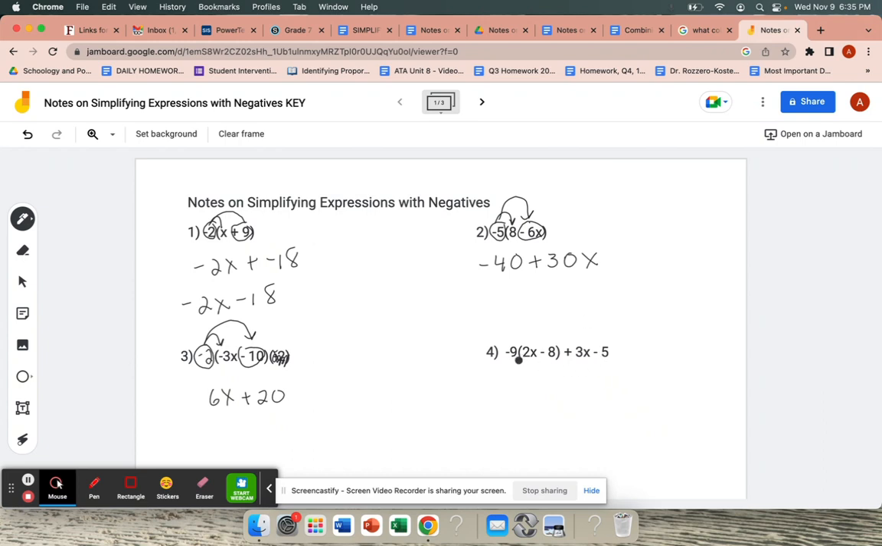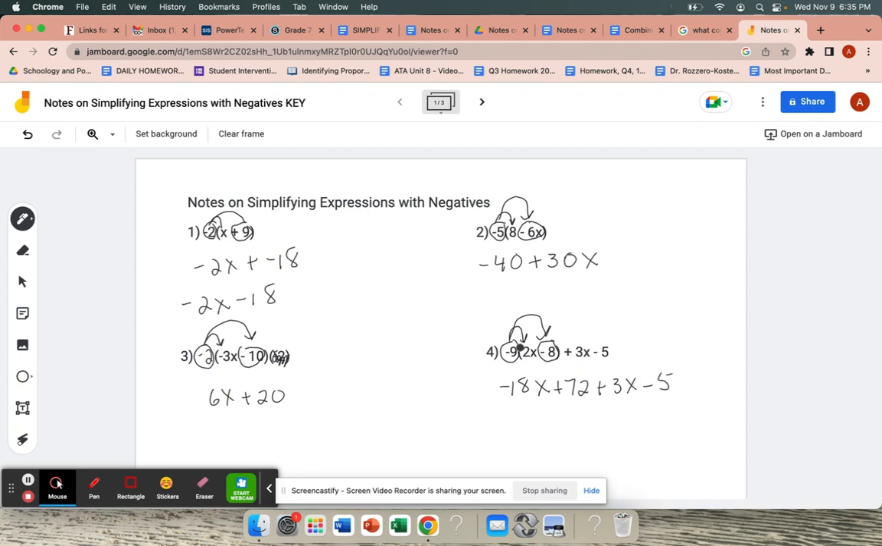The next one, let's see. I'm going to circle the negative 9 and the minus 8. And first I'm going to distribute. These terms aren't trapped in the parentheses, so I don't do anything with them yet. I'm going to just distribute to get the 2x and the minus 8 outside of the parentheses so I can combine them. So negative 9 times 2x is negative 18x. And then negative 9 times negative 8 is positive 72. And then I'm going to just add the 3x and the minus 5.